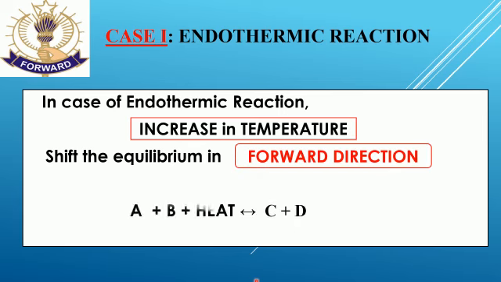For example, when our reactants A and B react together and we provide them heat, by providing heat, the energy of the species will get increased and they will move in the forward direction. So more and more product will be formed.